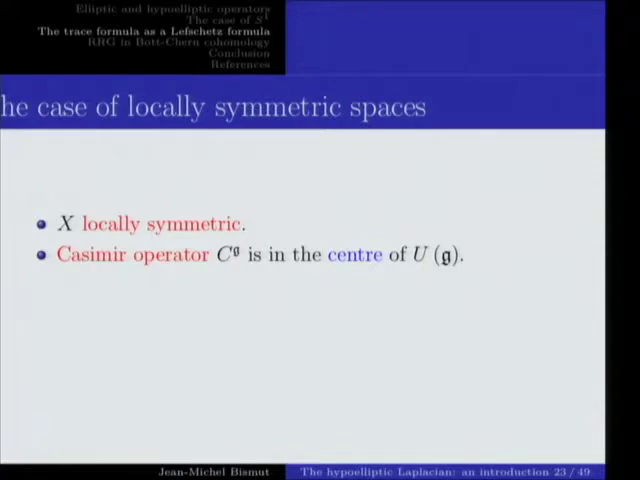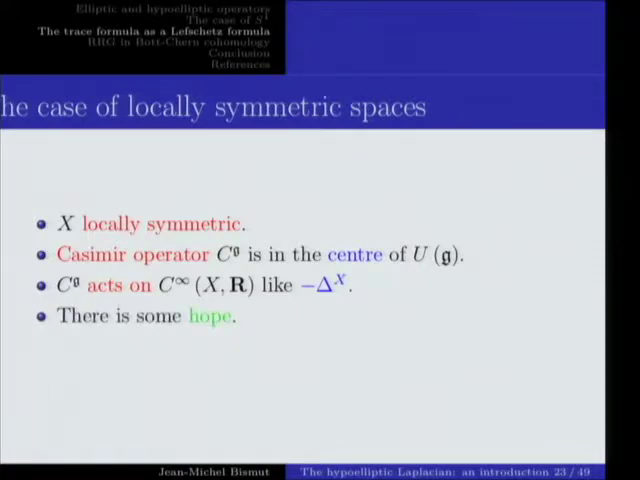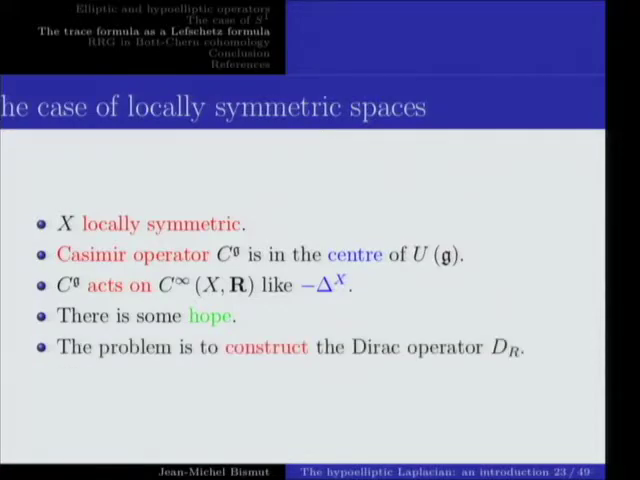So the Casimir operator coming from the group is in the center of the so-called universal enveloping algebra of G. This Casimir operator acts on the smooth functions precisely like the Laplace-Beltrami operator, and basically tends to act on everything. So this question of having an operator whose action does not lift naturally, this objection is over. So there is some hope. So the problem is to construct the Dirac operator dr.